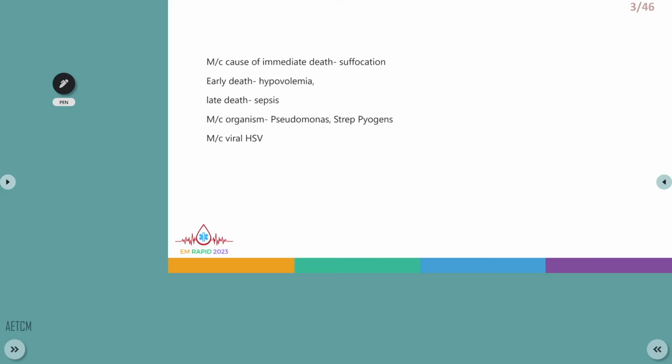The most common cause of immediate death in burns is suffocation. The most common cause of early death is hypovolemia. And the cause of death in late burns is sepsis. Sepsis can be because of organisms like Pseudomonas, Streptococcus pyogenes, Staphylococcus aureus, and a viral cause is HSV.